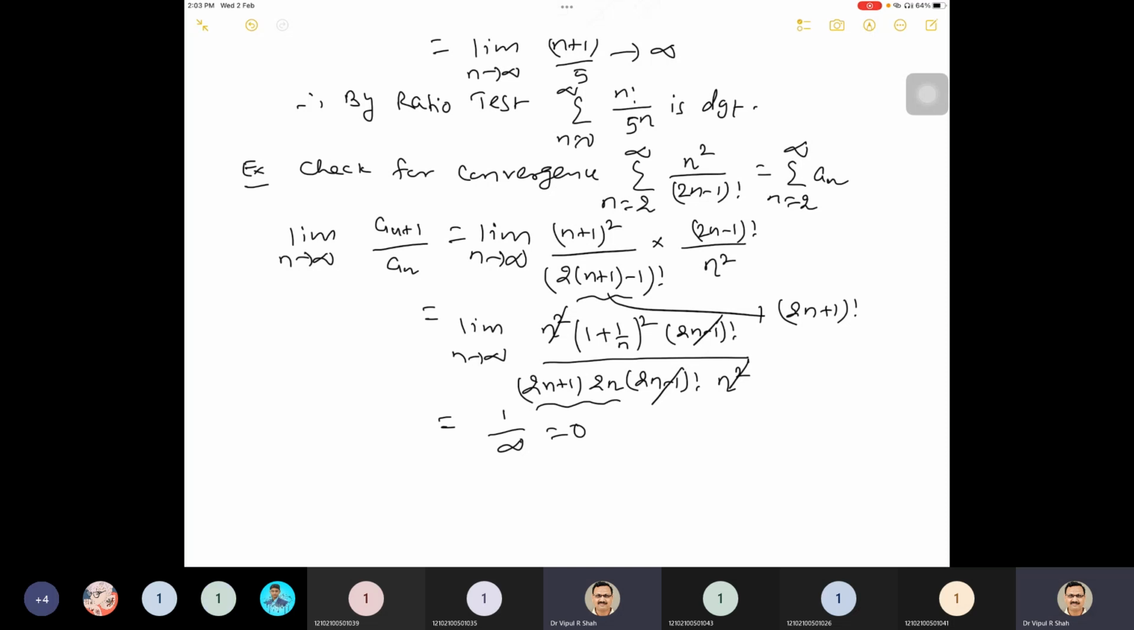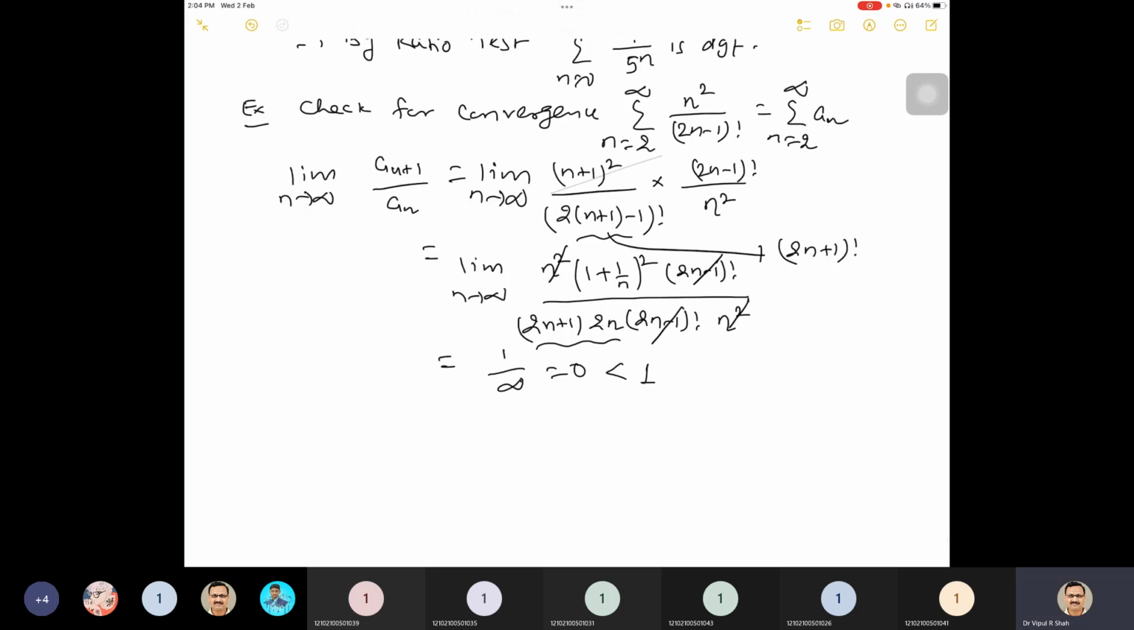Yes, sir. Okay. Now the limit is 0. If it is 0, then what is the conclusion? So it is convergent. Why? Because 0 is less than 1. So that is convergent.